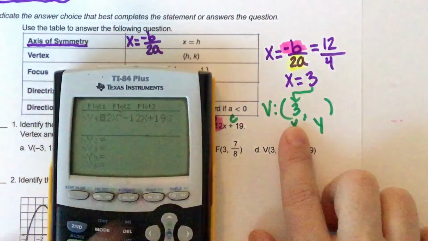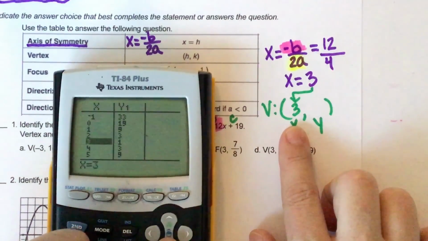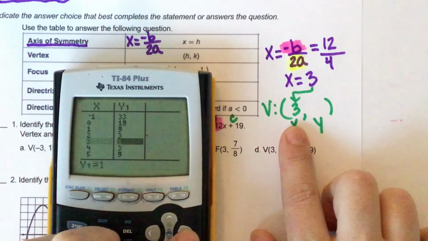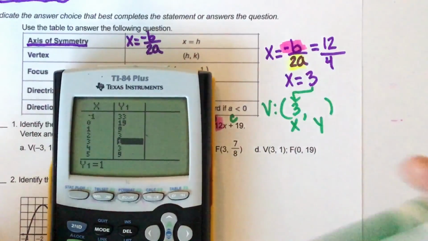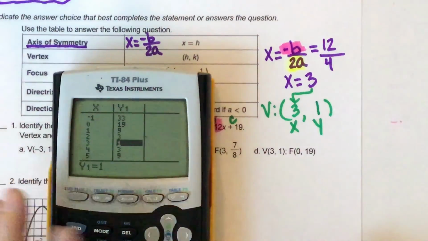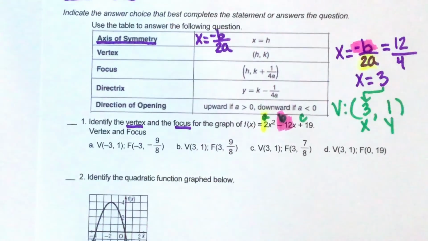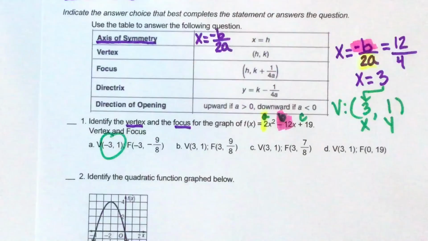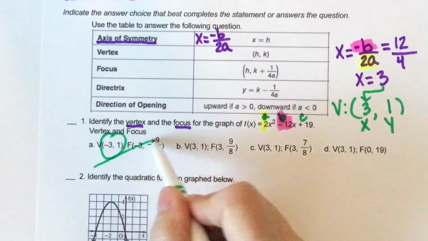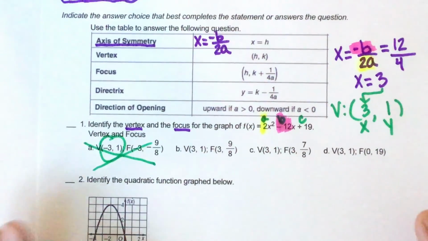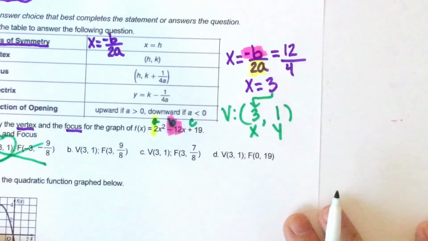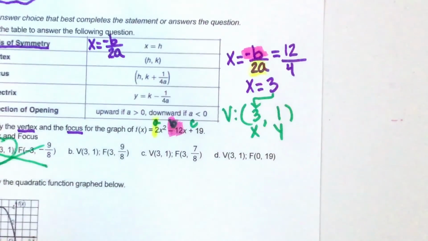So second graph, and searching for the 3, and across from it, I see a 1. And so that's the y. Okay, so I now know my vertex is 3, 1. So if I look at my answer choices for the vertex, I realize that answer choice A is incorrect because it has negative 3, 1. Okay, so now it's either B, C, or D.